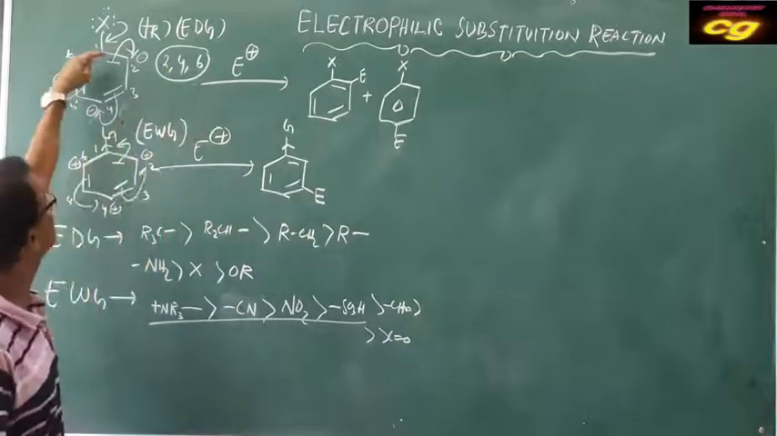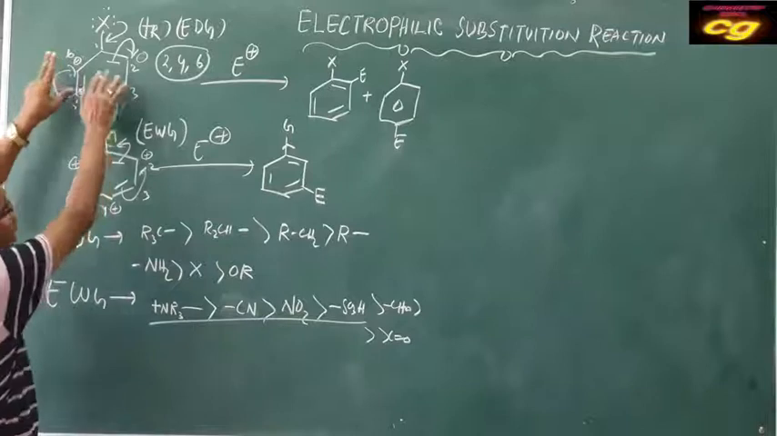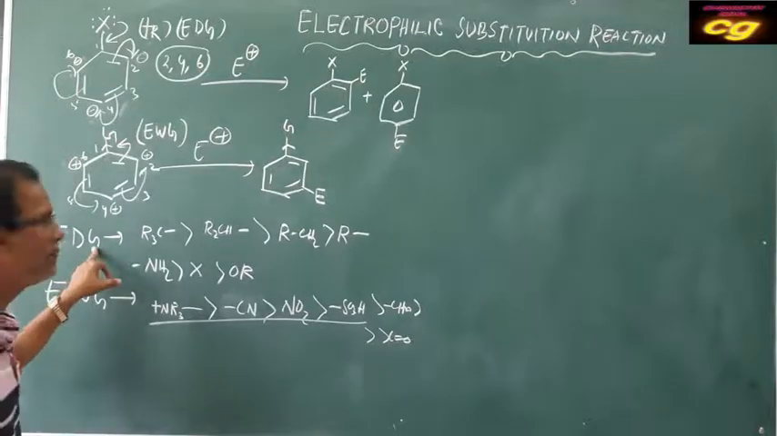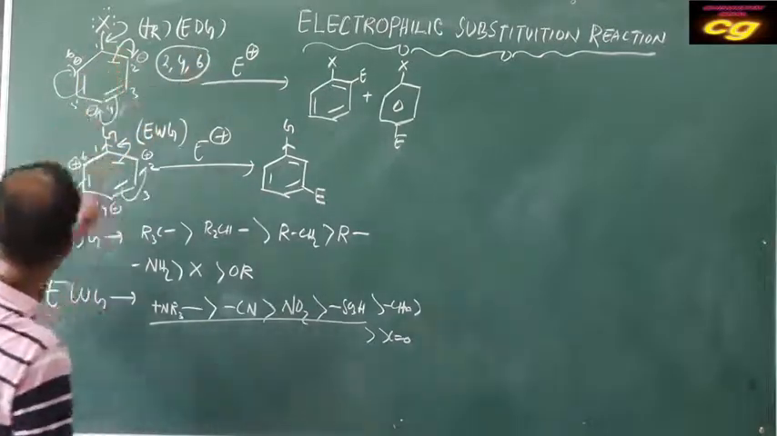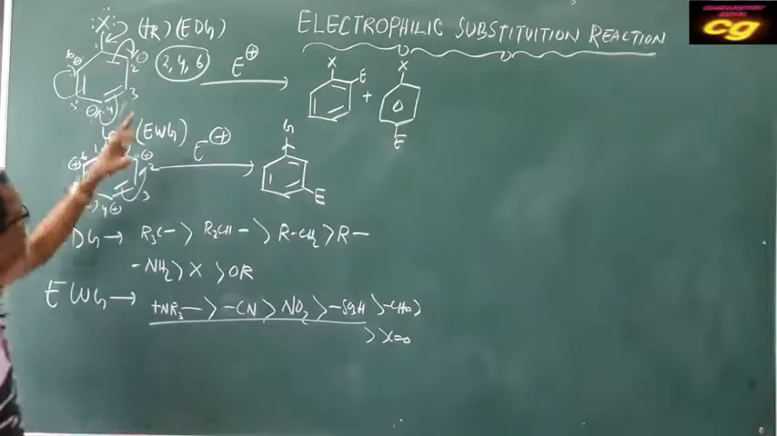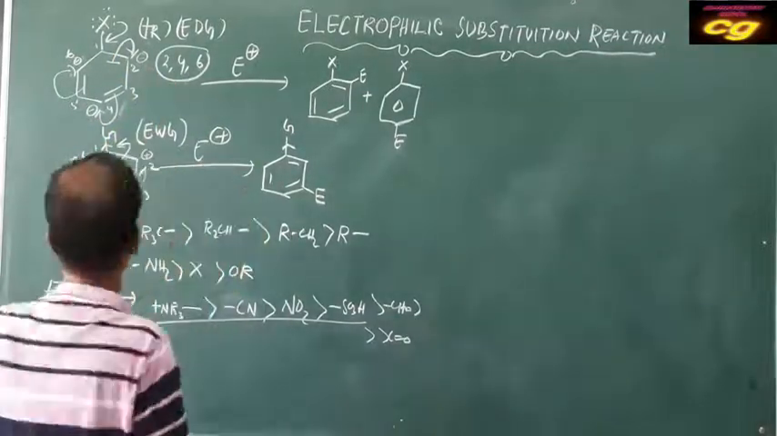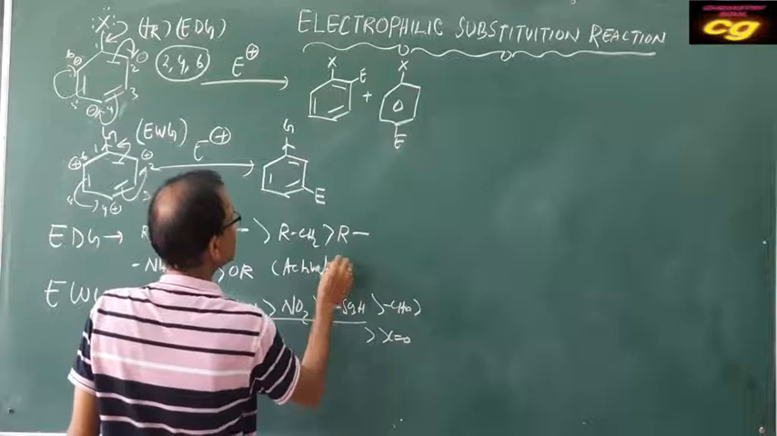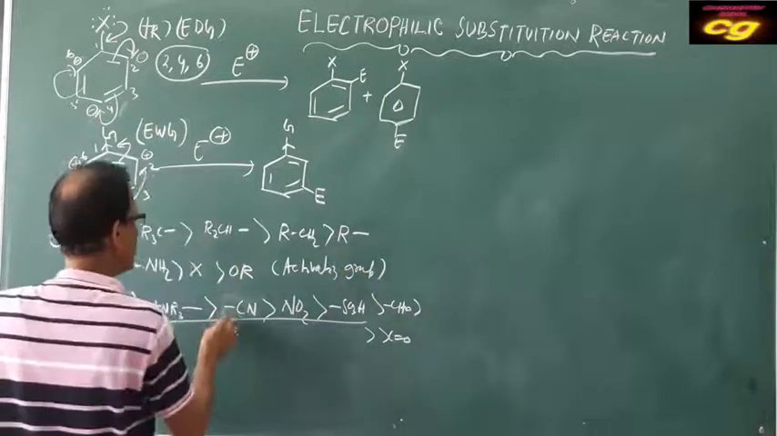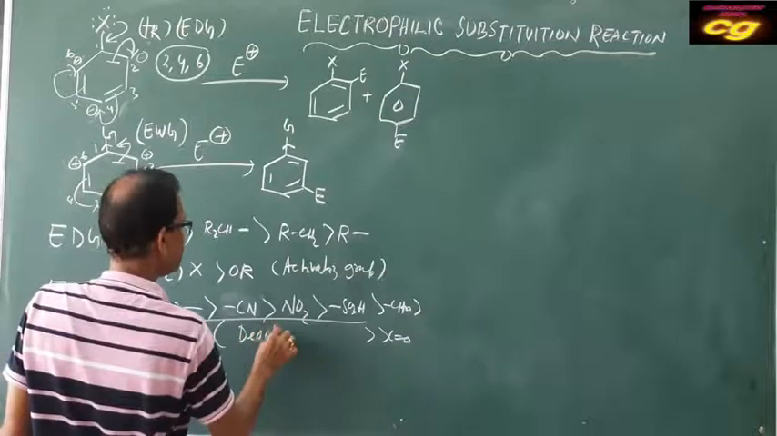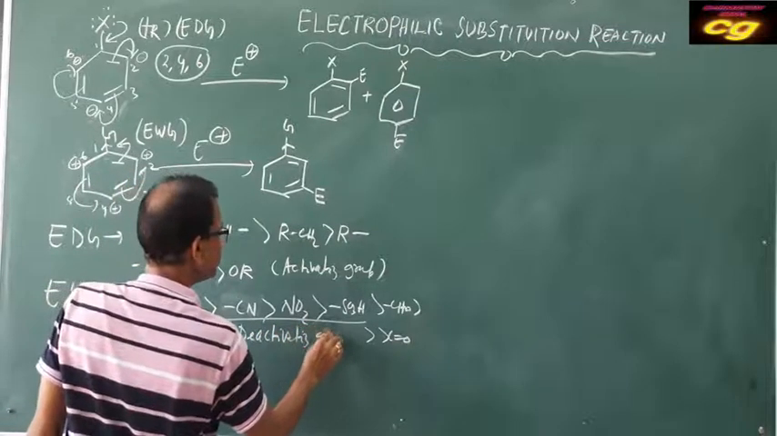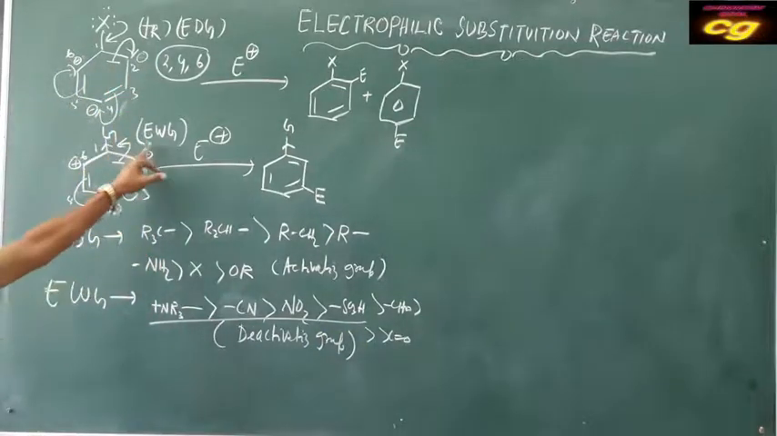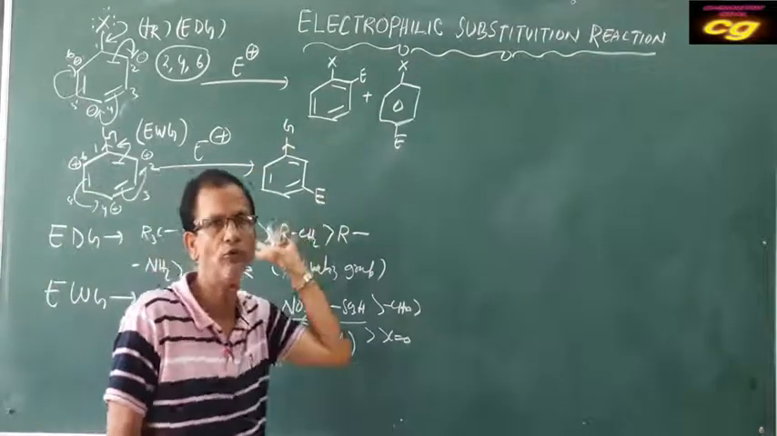But if an electron donating group is there, they will activate the ring. These are called activating groups, and electron withdrawing groups are called deactivating groups, and electron donating groups are called activating groups. So this is the difference: electron donating groups, electron withdrawing groups. What are the positions? Ortho and para, and in this case meta.